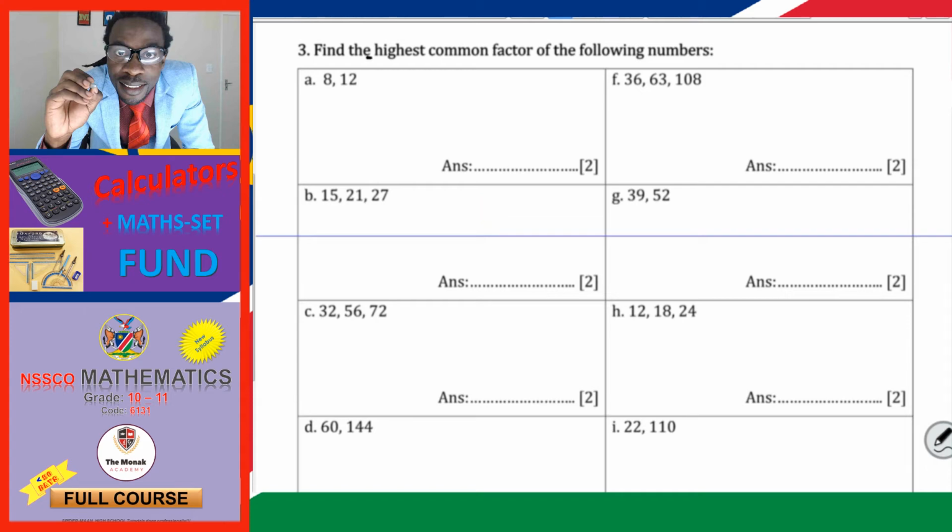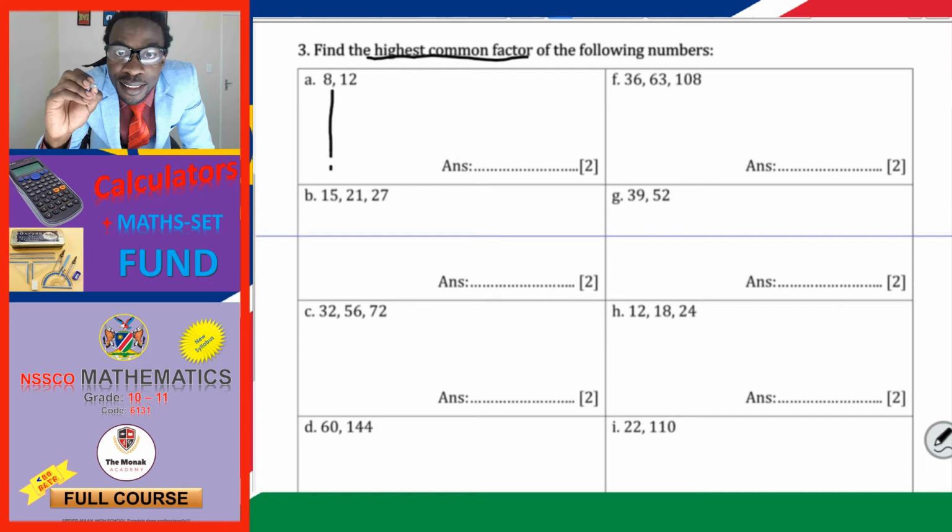We want the highest common factor. So let's start with 8 and 12. The easiest way of finding common factors is simply to express each number as a product of its prime factors and then find what is common. So how do we do that?